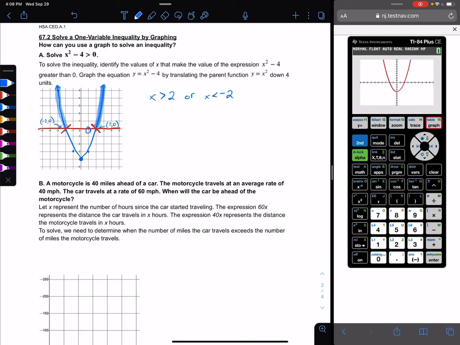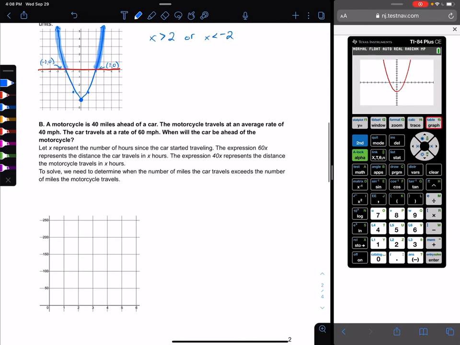But the idea is that when the graph is above the x-axis, those portions are positive or greater than 0, and the portions below the x-axis are negative or less than 0. Right, so that'll come into play. Let me just get rid of these extra lines that I don't need so I don't get confused. All right, so that's it for part A. That's really all we needed to do.